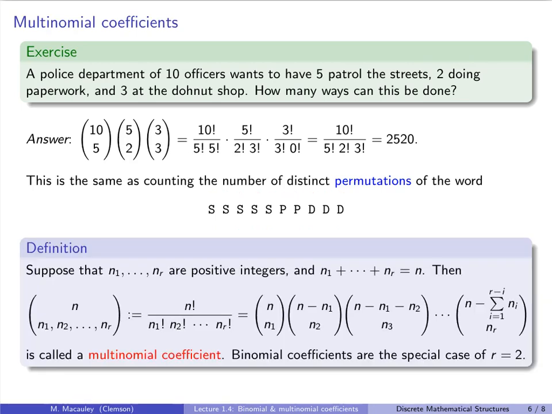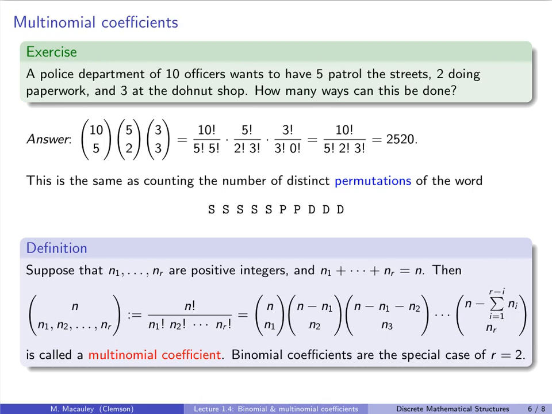Now that we understand what these things are, let's define them formally. So suppose that n1 up to nr are positive integers that add up to n. Then the following object, it looks like a binomial coefficient. It's got an n up top, but on the bottom it's got a list, n1 up to nr. That is called a multinomial coefficient. And that is equal to, one way to think of it is n factorial divided by the product of n1 factorial times n2 factorial all the way up to nr factorial, like we did up here.